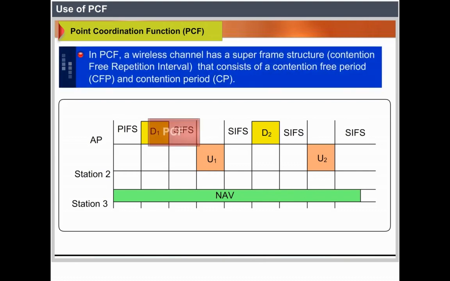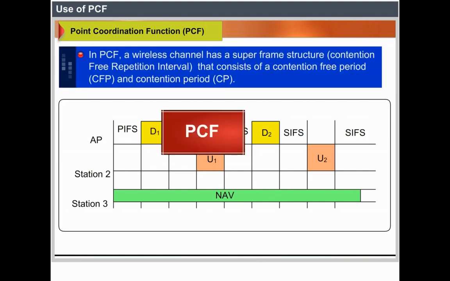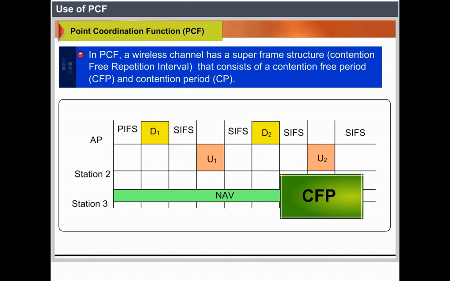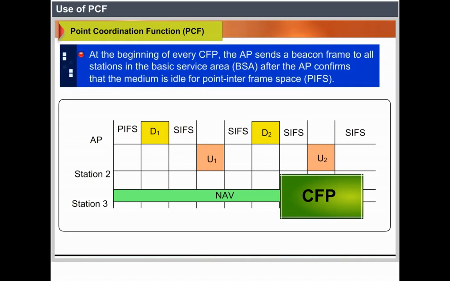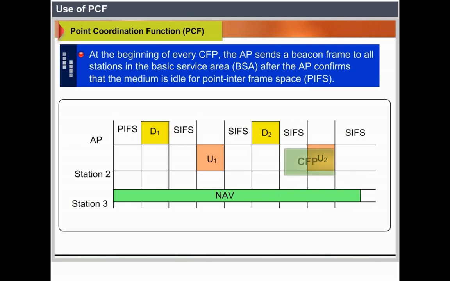In PCF, a wireless channel has a super frame structure, the contention-free repetition interval, that consists of a contention-free period, CFP, and a contention period, CP. At the beginning of every CFP, the AP sends a beacon frame to all stations in the basic service area, BSA, after the AP confirms that the medium is idle for the point interframe space, PIFS.